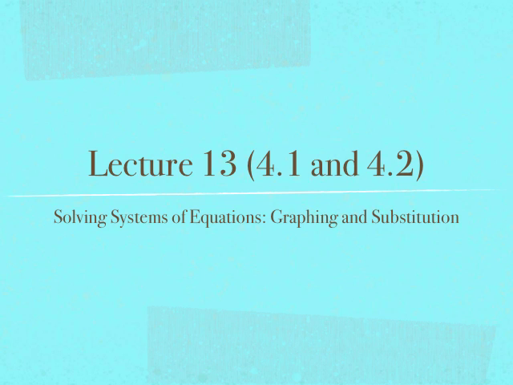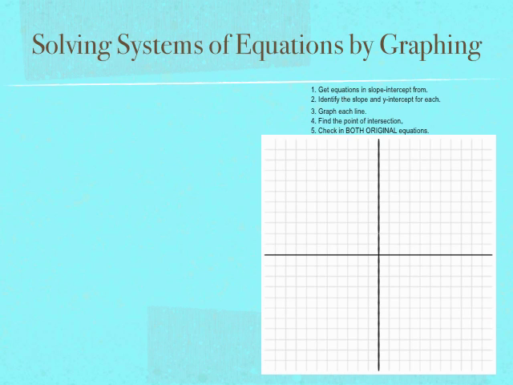Okay, now we will do some examples, or actually an example of solving a system of equations by graphing. Here are our steps. First, get the equations in slope-intercept form. Identify the slope and y-intercept for each. Graph the lines. Find the point of intersection and check in both original equations.